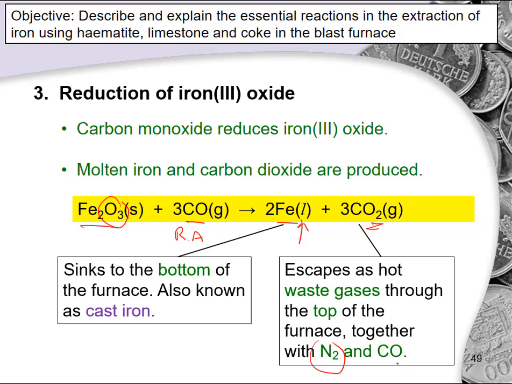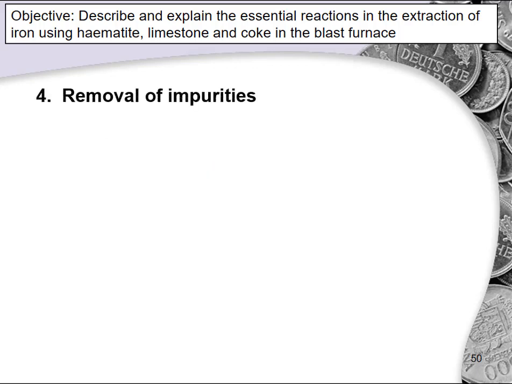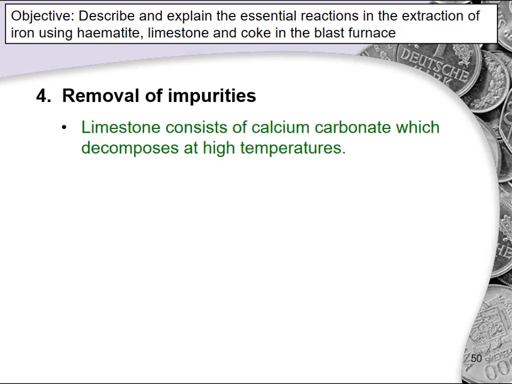And where does the carbon monoxide come from? It comes from the reaction between the coke itself and oxygen to form carbon monoxide. If unreacted, it will come out as carbon monoxide. If reacted, it comes out as carbon dioxide. So there's a mixture of carbon dioxide and carbon monoxide being produced and coming out through the top of the blast furnace.